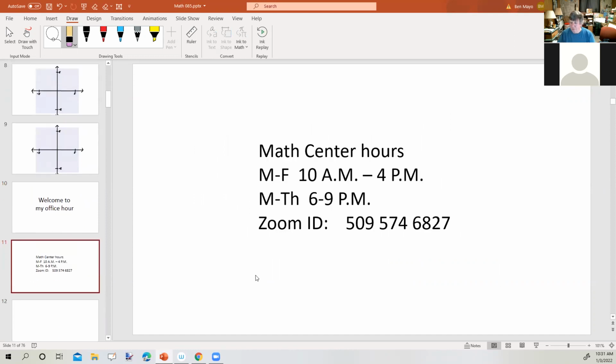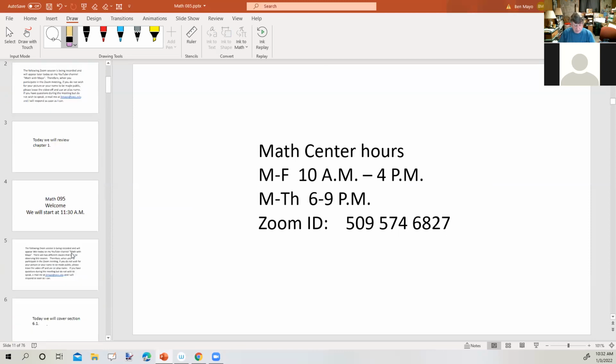Okay, so there is a Math Center available this quarter, and basically you get to it on Zoom. The Zoom ID is listed there, and the hours are Monday through Friday 10 a.m. to 4 p.m. and then Monday through Thursday 6 to 9 p.m. So that is available. If you have questions, if you need help and I'm not available, you can always consult the Math Center.